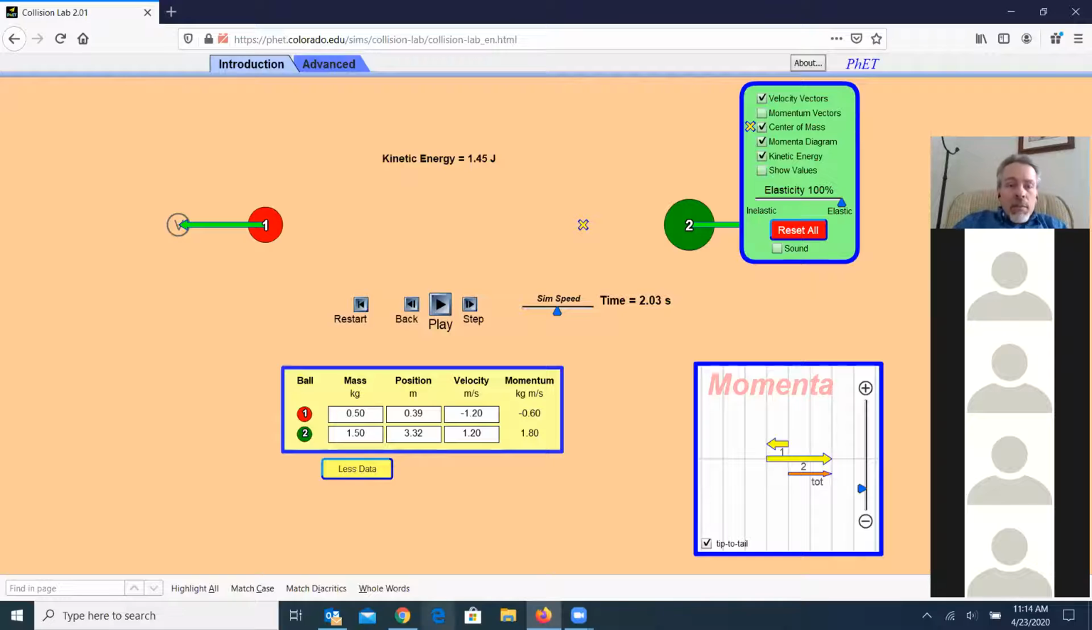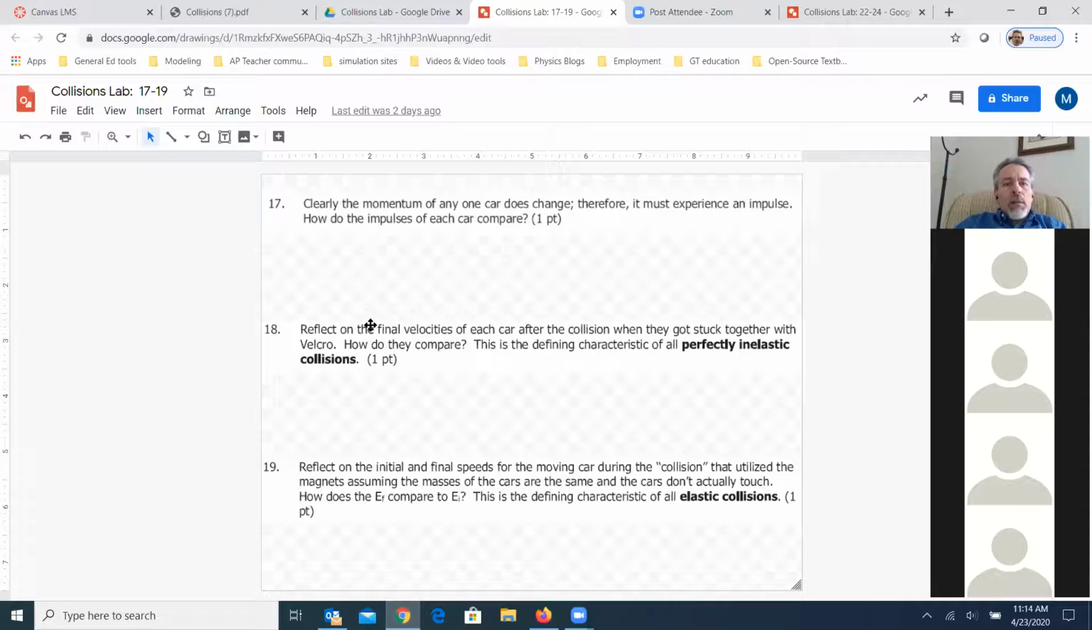And that kind of leads us into this first question then. So clearly the momentum of any one car does change. So the red car definitely had a change of momentum. How do the impulses of each car compare? Well, we just kind of answered that. Ethan says they're the same magnitude, but we need to add on to that, they're in opposite directions. So that's the answer.